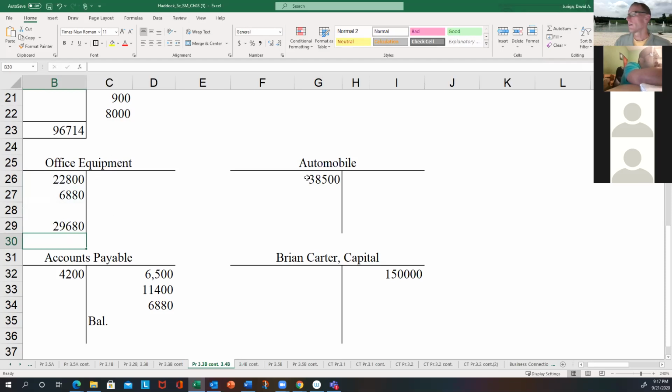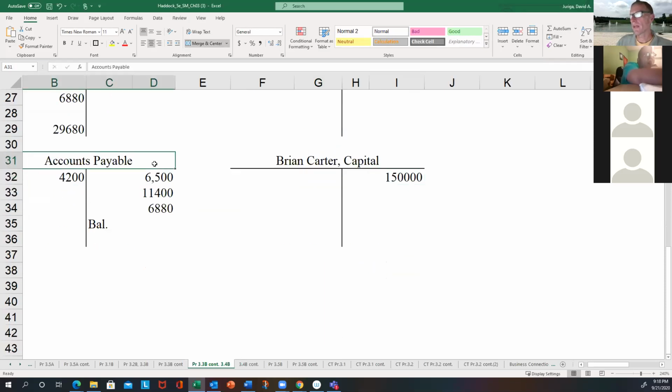Okay. Auto is the same. It's just a debit balance. Capital is a credit balance. What about accounts payable? You've got one debit and three credits. It's going to be on the credit side. Yep. Yes.